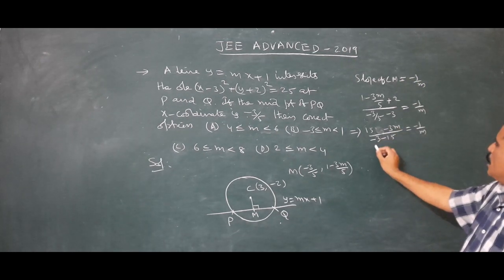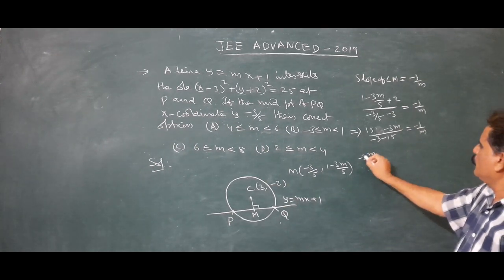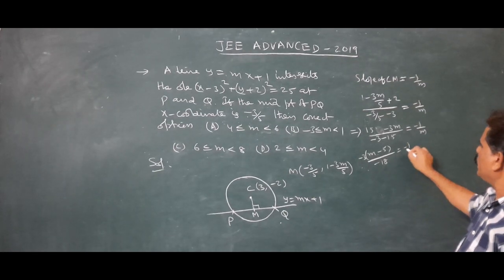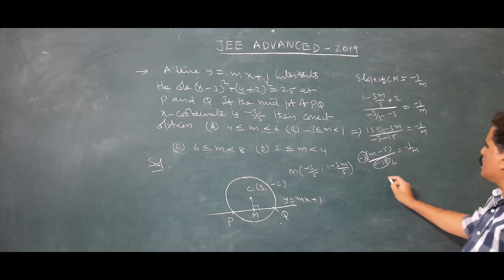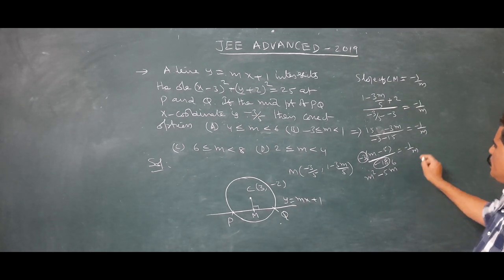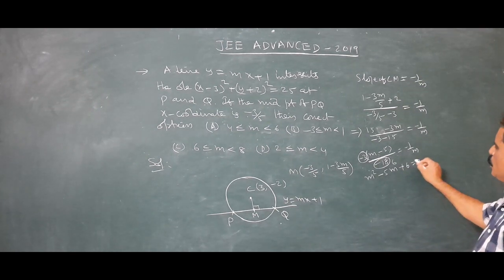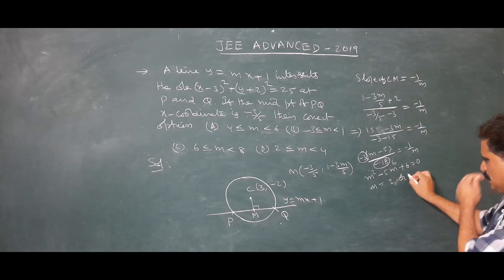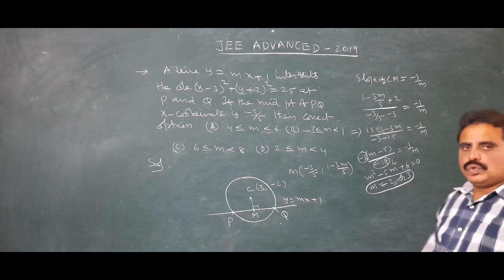Now here 3 is common and cancels, taking minus 3 common, (m minus 5) by minus 18 equal to minus 1 by m. Minus cancels, 3 cancels, 6 times. Cross multiplication, m square minus 5m equal to minus 6. Minus 6 take this side, plus 6 equal to 0. Therefore, m equal to 2 or 3. The line slope m equal to 2 or 3.